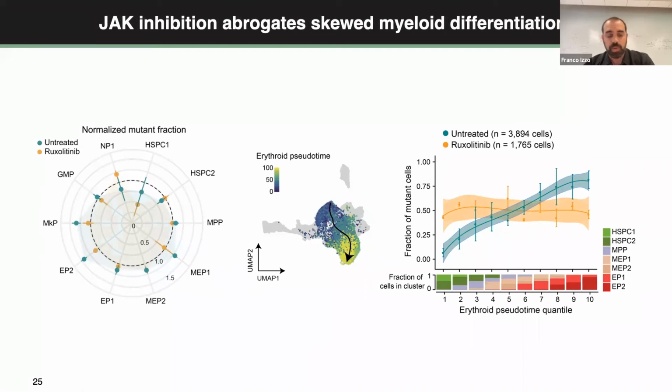And of note, ruxolitinib treatment did not eliminate the mutant clones, which is in line with what is known about clinical responses. So Rux usually leads to symptom reduction in patients, but it doesn't reliably reduce the clonal burden or prevent disease progression over time.